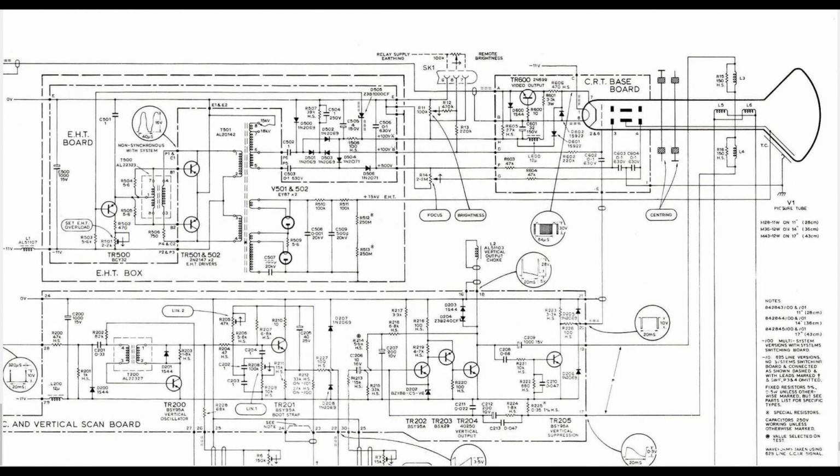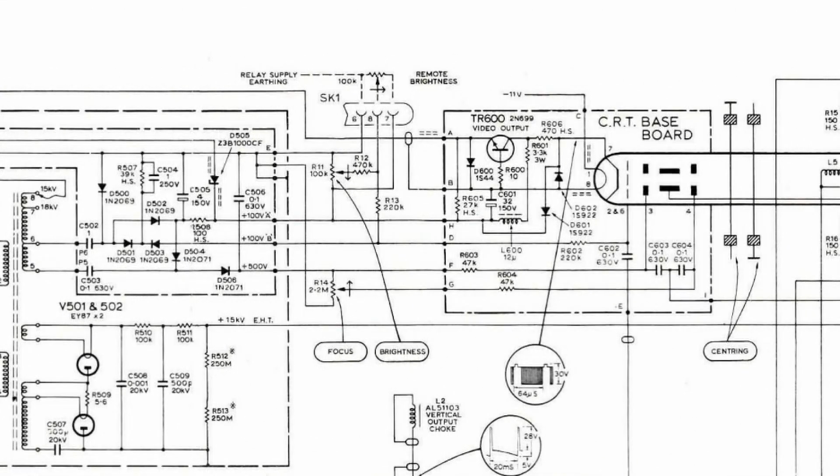Now, the bright raster turned out to be quite an interesting fault. I didn't capture this on camera, but I'll talk you through what the problem was using the circuit diagram. If we look at the grid of the tube, that is how the brightness is controlled. The control voltage comes off the wiper of R11, goes through R12 and R13 and R602 on the tube baseboard and onto the grid of the tube. Notice that the junction of R13 and R602 is actually taken back to a terminal on the power supply board labelled plus 100 volts B.